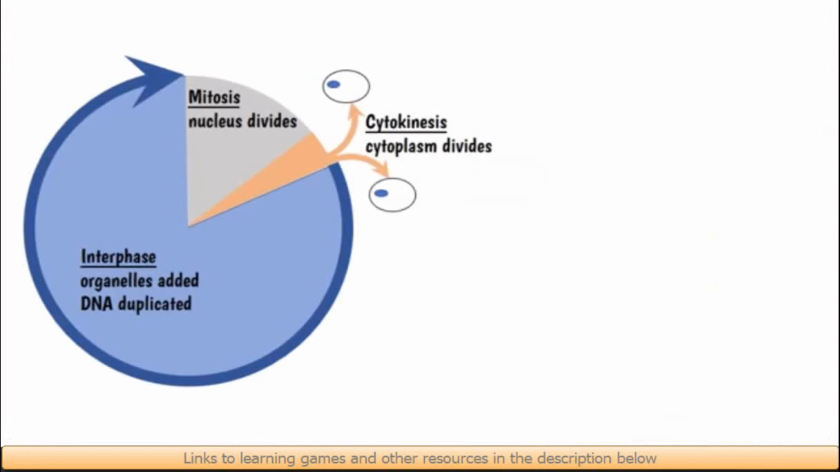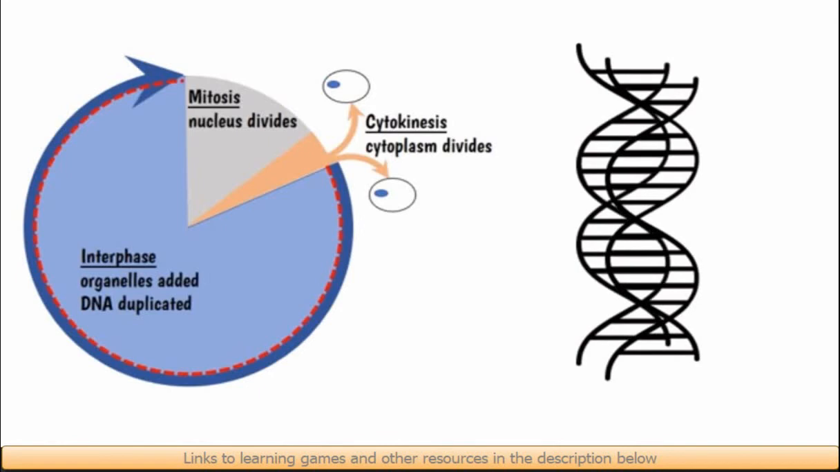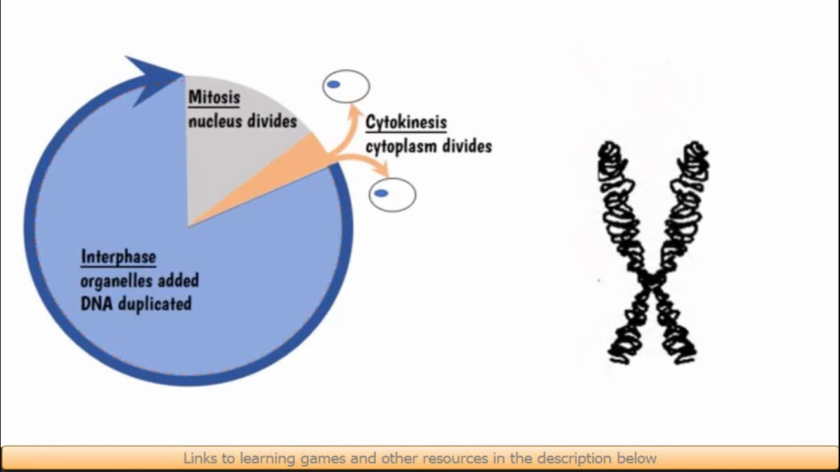In essence, the life cycle of a cell has 3 phases. In the first phase, called interphase, the cell grows by making more organelles. It may then go on to duplicate the DNA. So the single ladder-like strands of DNA become a double ladder-like strand in an X shape, with 2 identical copies along each side of the X-shaped chromosome.